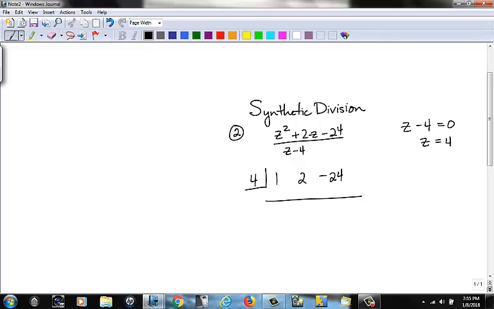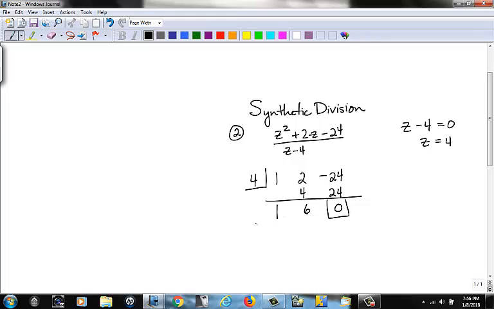First step on synthetic division is add going down. So you just bring that first number 1 down. Then you multiply 1 times 4 and line that up underneath the 2. Add going down would be 6. 6 times 4 would be 24. And you add going down would be 0. And that last number is always your remainder.